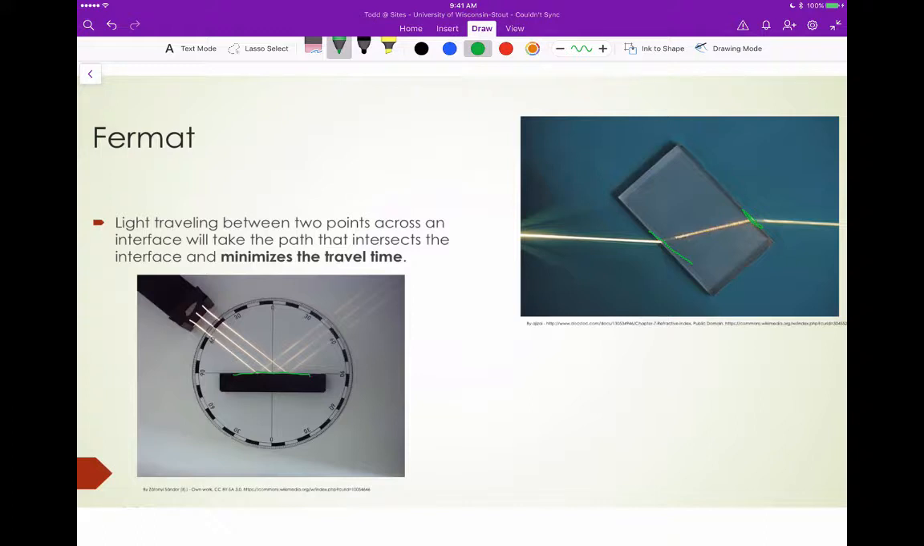Now it has to include a point along that interface. So in the case of the mirror, it's going to take the shortest path from the light source to some final point, as long as that path intersects the surface involved. Now there are some exceptions to this and there are some qualifications, but this is just a simplified look at this. It also doesn't exactly explain why light would minimize the travel time. We will get to that a little bit later on.